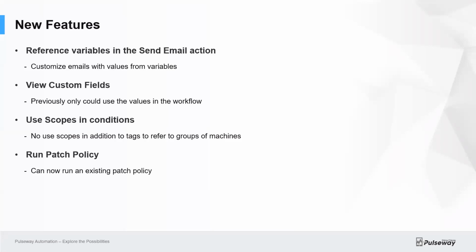And so this gives you that extra visibility and extra level of security that you can actually see the values that you're using. You can now use scopes in addition to tags. So with a scope, you can combine categories of machines, or however you want to divide up your network into a scope, and use those as part of the condition. And now, as I just mentioned, you can run a pre-existing patch policy as one of the steps. So you could have a workflow that checks a version of something, and then if it's not there, then you can run a policy to maybe update that value.